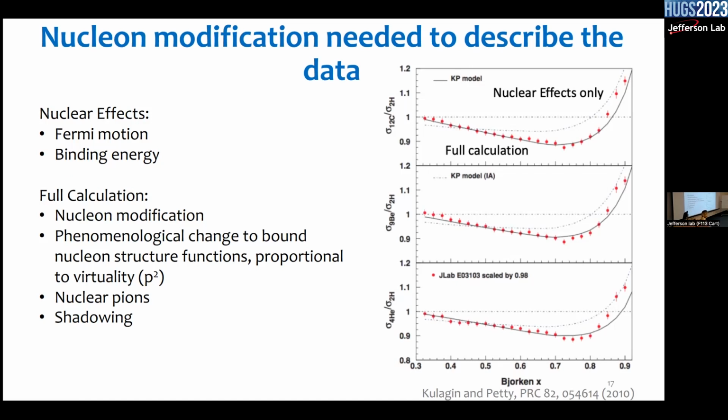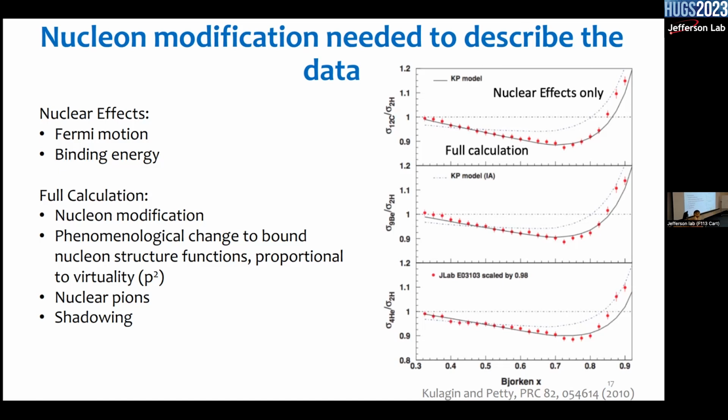And so what's shown here on the right is three different nuclei, carbon, beryllium, and helium-4, over the deuterium, right? So this is just the standard EMC ratio. And so you have the full calculation, and you have this dashed line here, which is nuclear effects only, which is just your Fermi motion and binding energy. So you can see in none of these cases that that can account for everything.